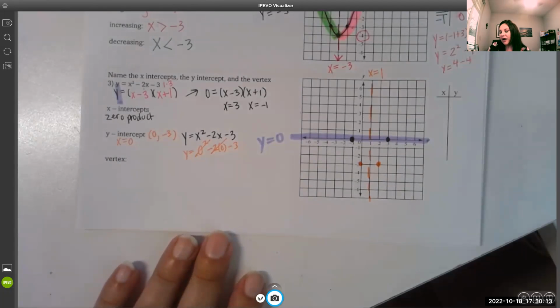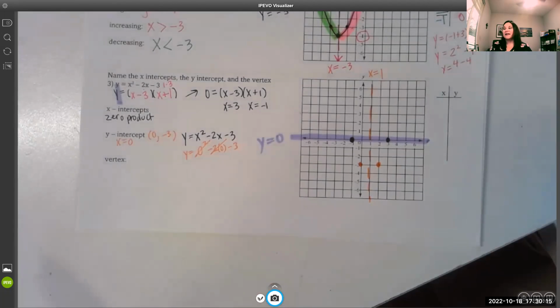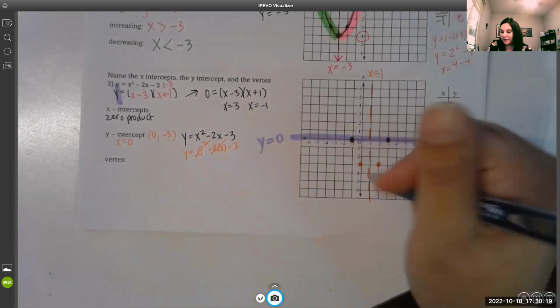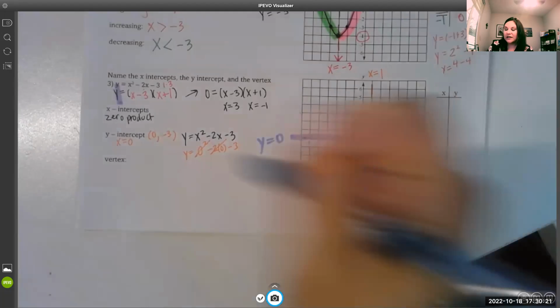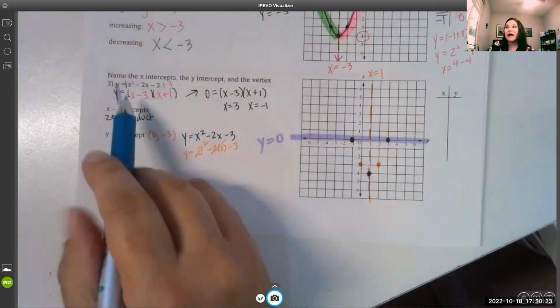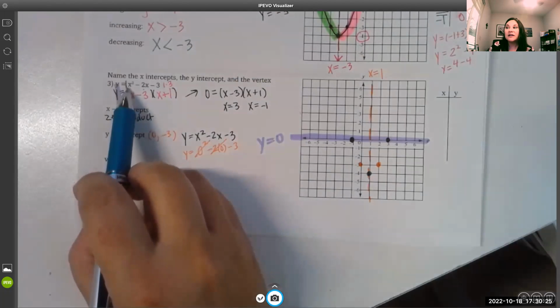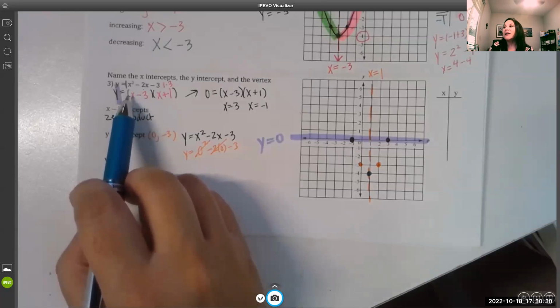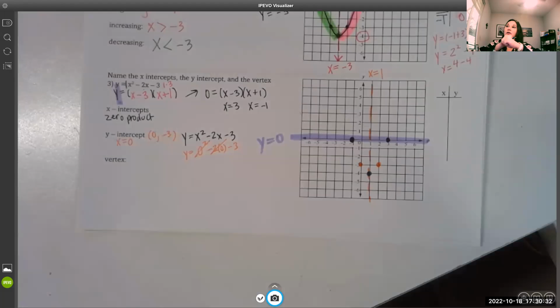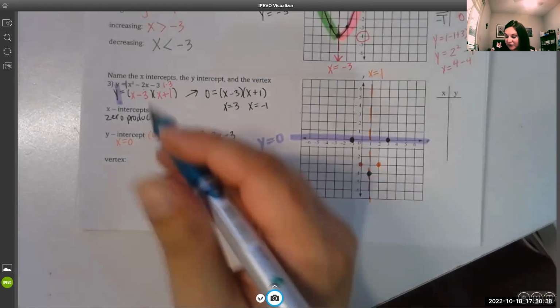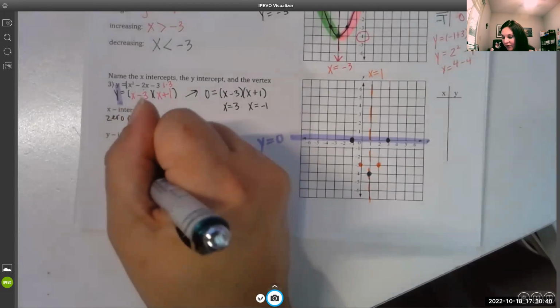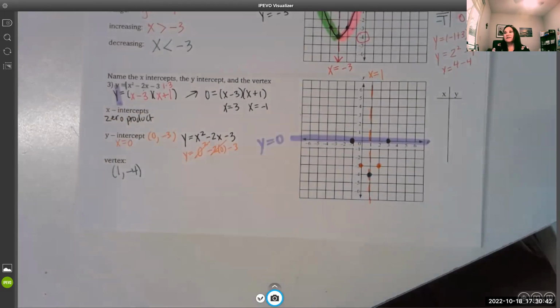I am also going to ask you for the vertex, and if you could tell what the shape is of this graph, then you know that the vertex has to be right here. This is a parent graph that got shifted because there's no stretch in front of the x squared. The a is 1, and so it's going to have that 0, 0, the 1, 1, the 2, 4 pattern that the parent has. So I can tell that the vertex is 1, -4 just by the shape of the graph.